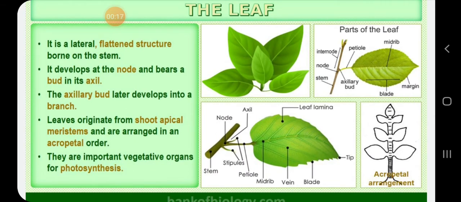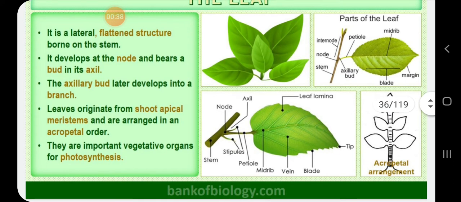Now the leaf, it is the lateral flattened structure borne on the stem. It develops at the node and bears a bud in its axil. Node, I have already told you what is node. It is the part where the leaf is born. Now the axillary bud develops into a branch.